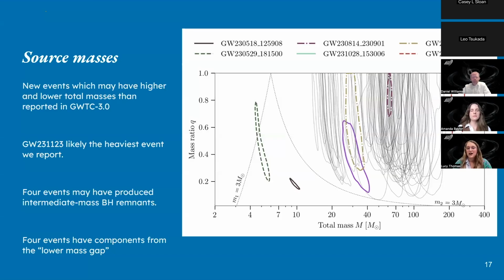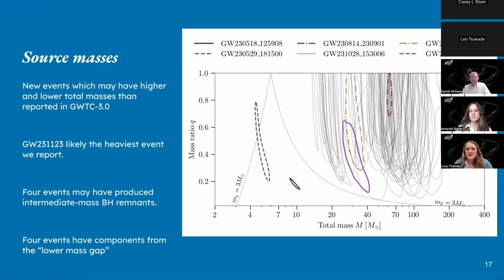So if we take a look at the masses of these sources, in GWTC-4, we have new events which may have both higher and also lower total masses than were previously reported in GWTC-3.0. And this plot is showing a summary of that. So you can see the total mass in the source frame of the systems on the x-axis, and then the mass ratio, where 1 is equal mass, on the y-axis.